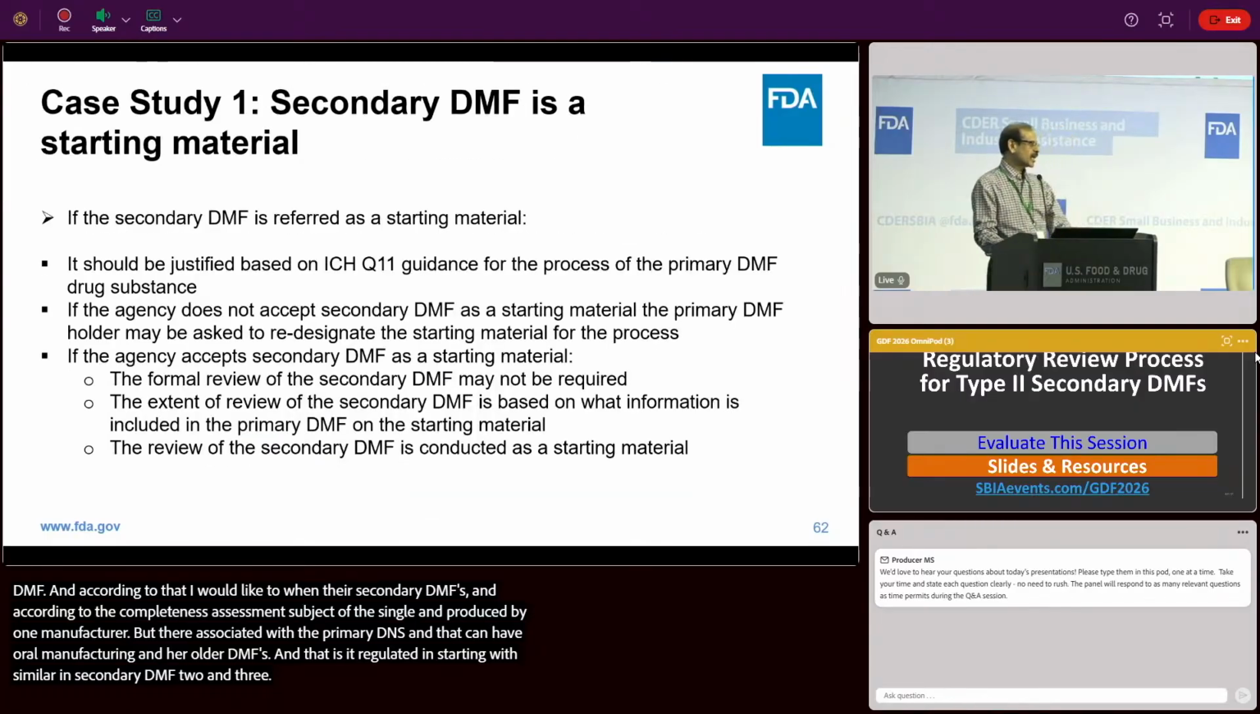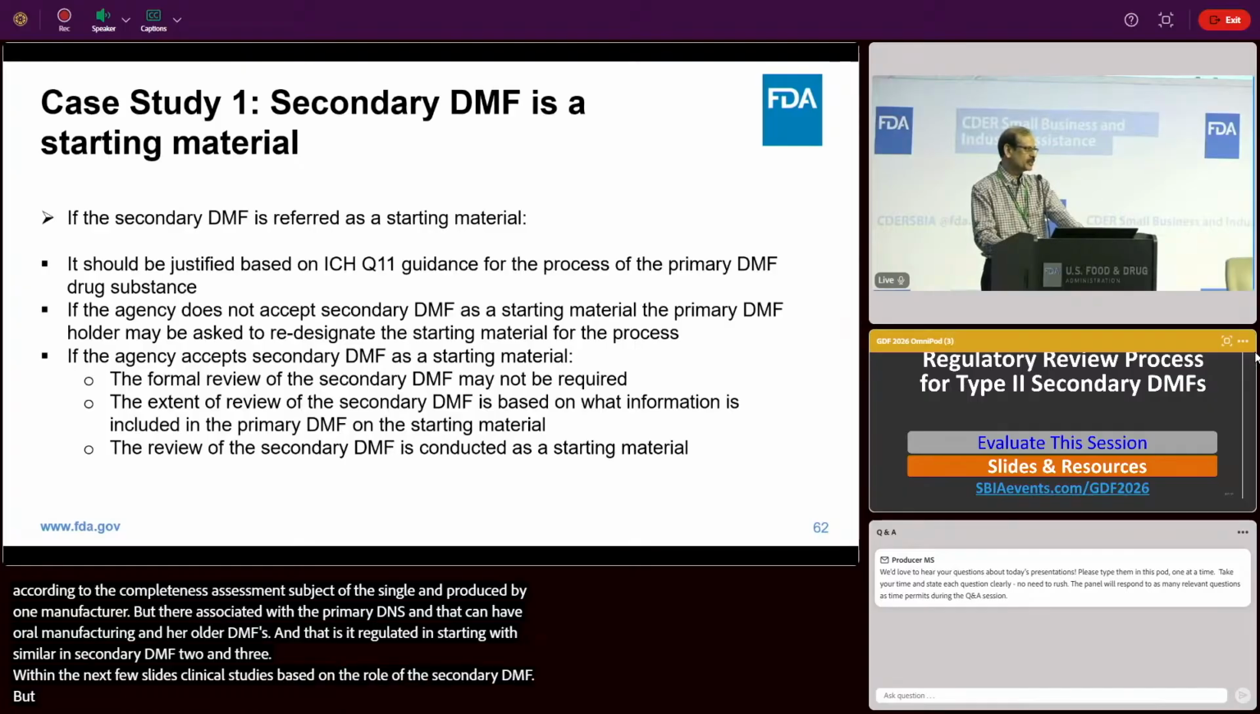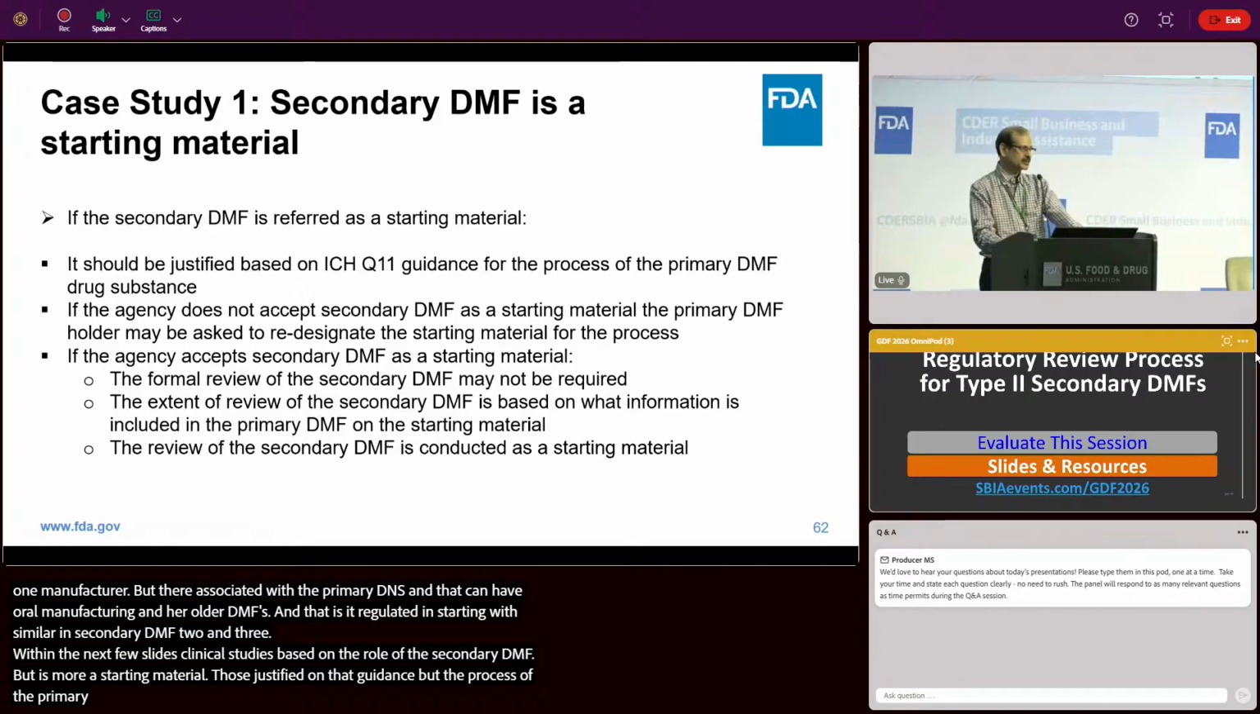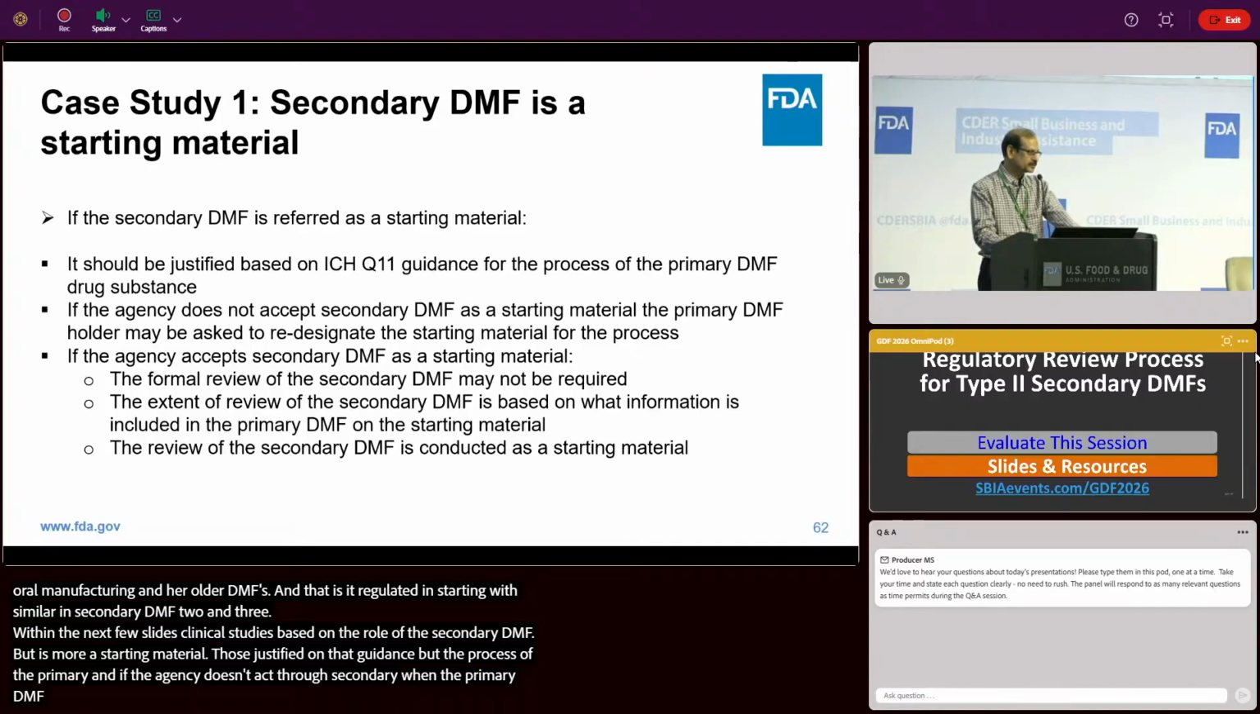In the next few slides, I'm going to go through a few case studies based on the role of the secondary DMF. If the secondary DMF is referenced as a starting material, it should be justified based on ICH Q11 guidance for the process of the primary DMF drug substance. If the agency does not accept the secondary DMF as a starting material, the primary DMF holder may be asked to redesignate the starting material for its process.